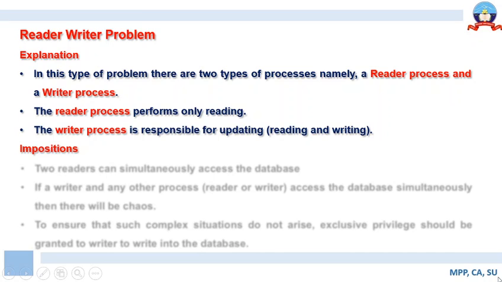Now let us go through the impositions of the reader-writer problem. The first imposition is that two readers can simultaneously access the file. So two readers can simultaneously perform read operations on a file. This is allowed. Two readers can simultaneously access the database.